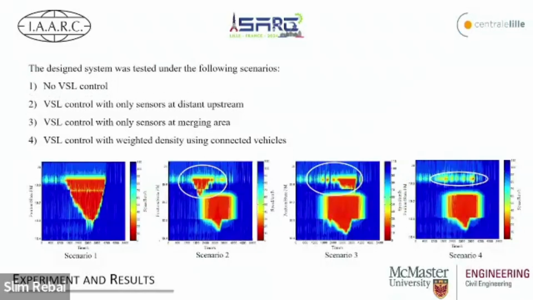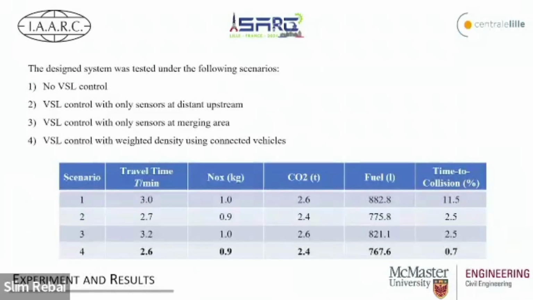From these spatial-temporal contour plots, the dark or red areas represent congestion. The first one is super congested, but the second and third scenarios also have more congestion area compared to the last scenario, as you can tell. This can also be seen from the statistical numerical results. Our proposed system has the best performance in travel time, emissions, fuel consumption, and time to collision, which is one of the safety factors.